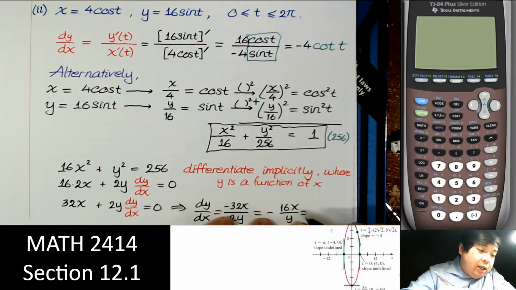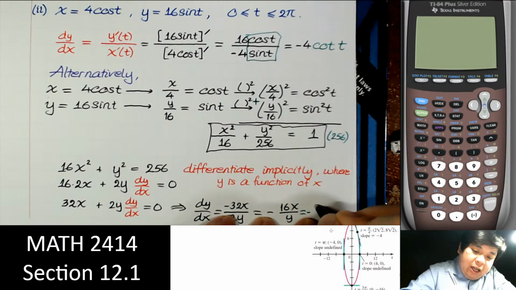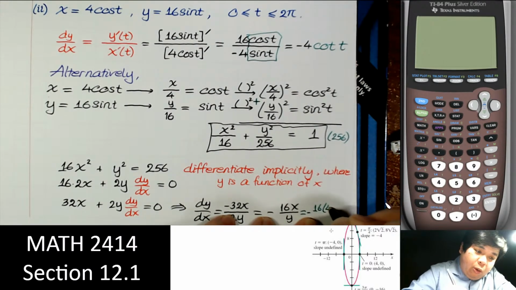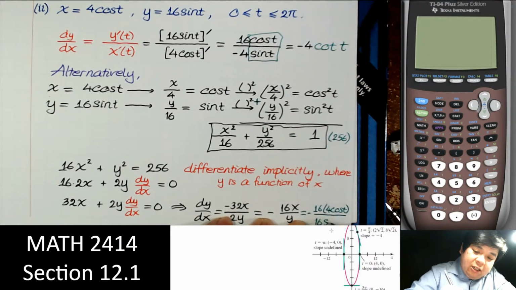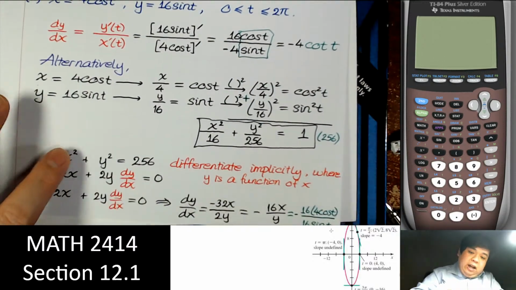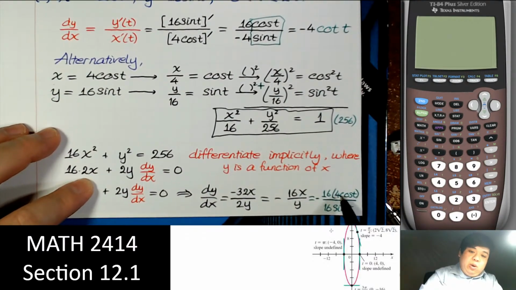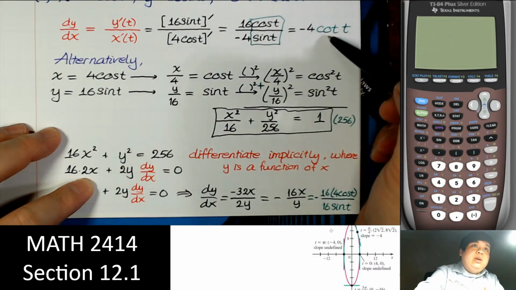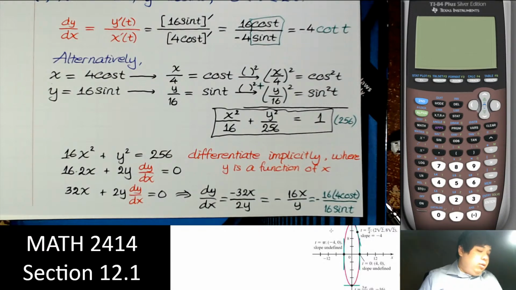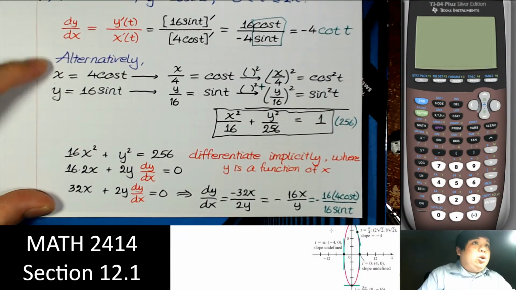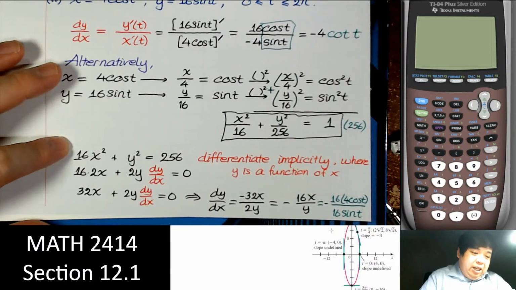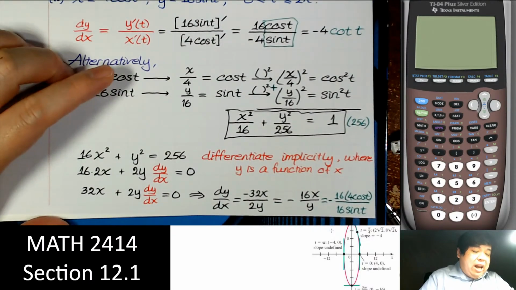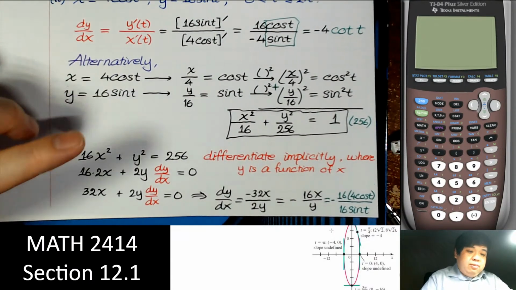So negative x is 4 cosine t and y is 16 sine t. Again, 16 and 16 cancel. We have 4 cosine over sine. We get back to that. By the way, you really need to know that, because this trick is very important. This way we can eliminate cosine and sine.